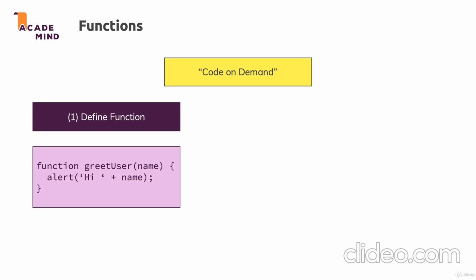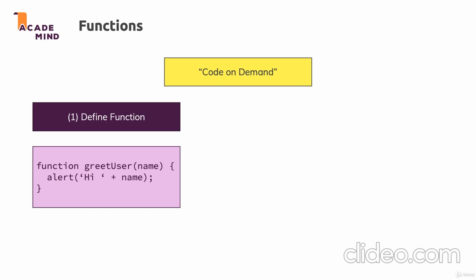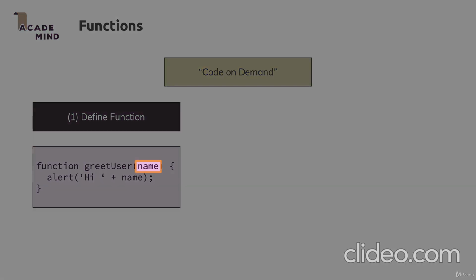You define a code in JavaScript like this, you use that function keyword, then you use any name you want for that function, then your function can take something which is called parameters, so some input to the function, if you will.